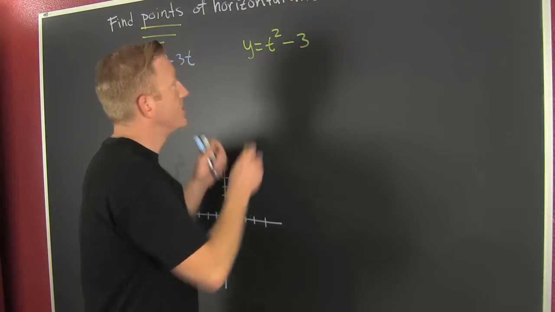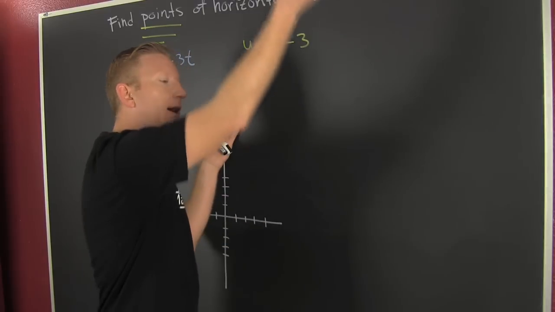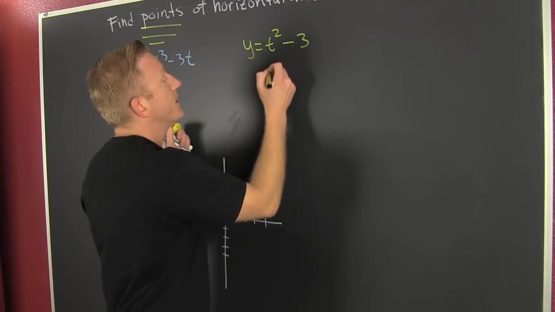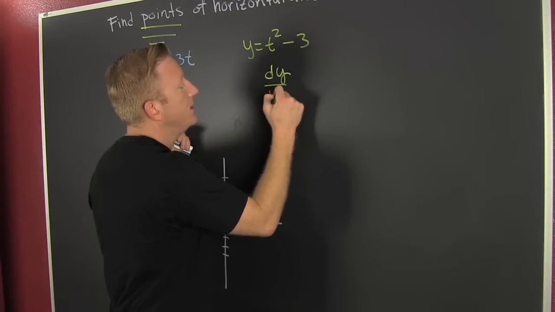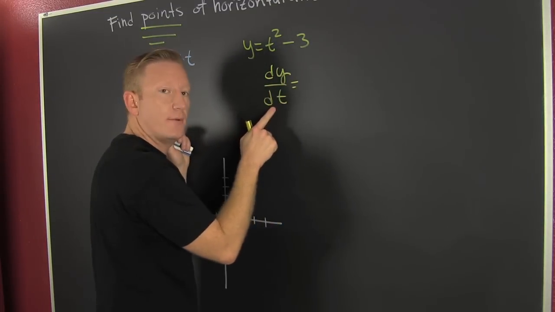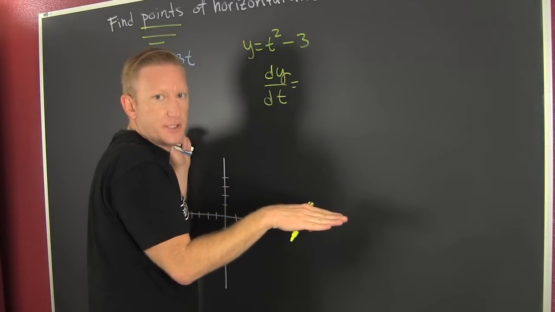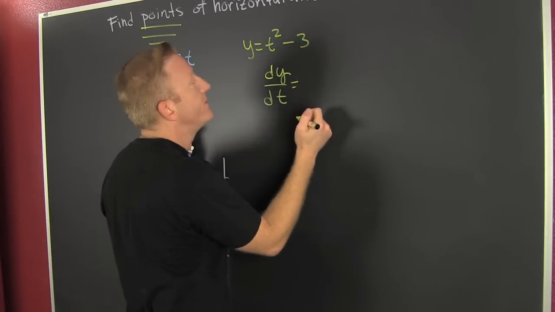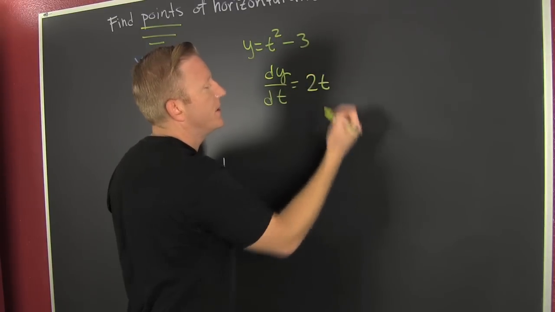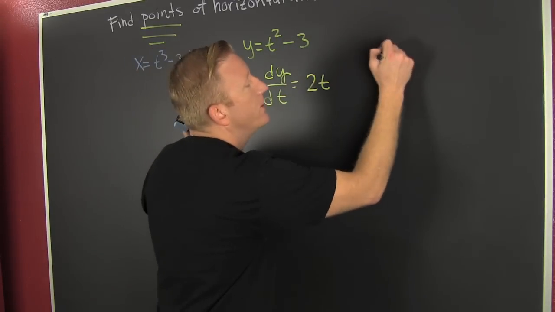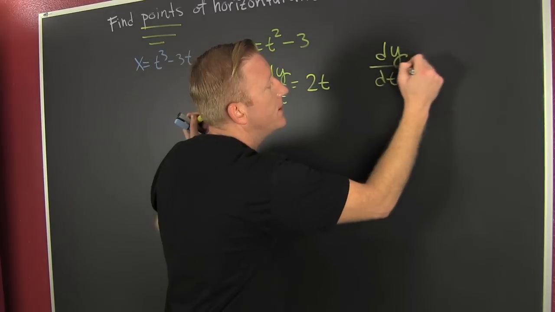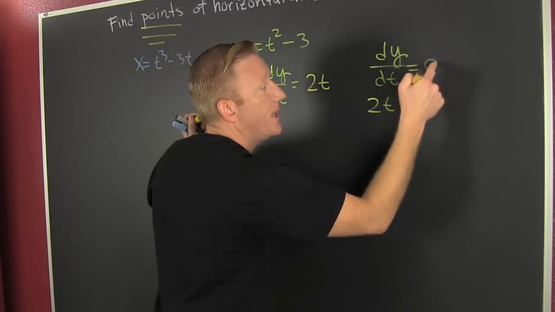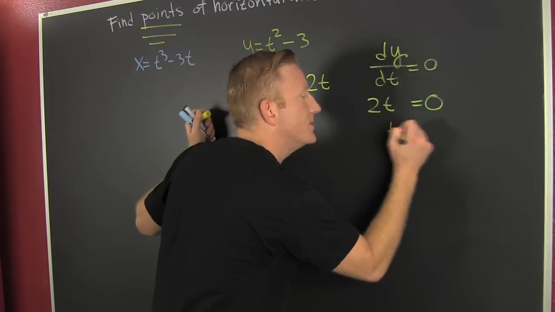The horizontal tangent is going to happen when my y's stop going down and start going up, or stop going up and start going down. So we're looking for dy dt, because that's the change in y with respect to t. And we're looking where that slope is changing from positive to negative or negative to positive. So I look at the derivative of that. That's going to be 2t. And then what do I want to see? I want to see where dy dt is equal to zero. So I'm going to put that dy dt, 2t, and then I'm gonna set it equal to zero, and that happens when t is equal to zero.